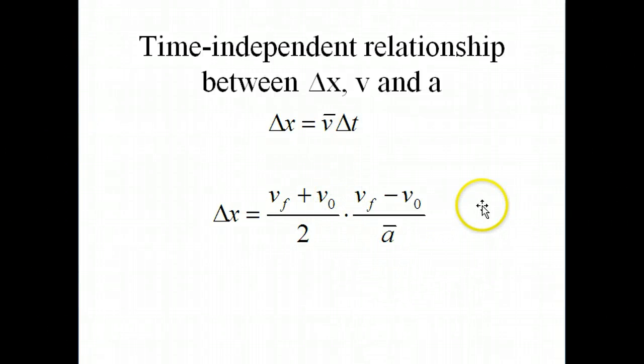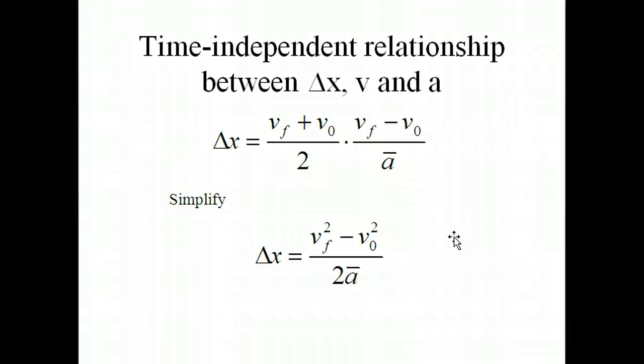And then we're going to multiply 2 fractions. Multiply the 2 numerators on top, and we multiply the denominators in the next slide. We can see that the denominators multiplied give us twice the acceleration, 2a bar. Vf plus Vo times Vf minus Vo is the difference of squares. When we do it, we get final velocity squared minus initial velocity squared.